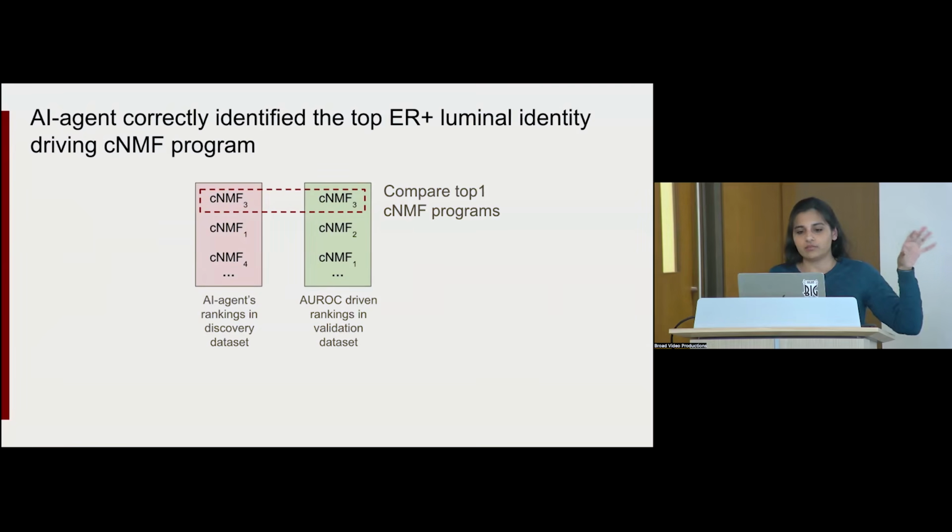So when we compare what the agent came up with and what the evaluation in TCGA yielded, we find that both of them actually did identify the same cNMF program as the top program that is most associated with ER positive luminal identity. But this was actually a somewhat easier task, and we expected the model to be able to identify this. So this was more of a positive control.